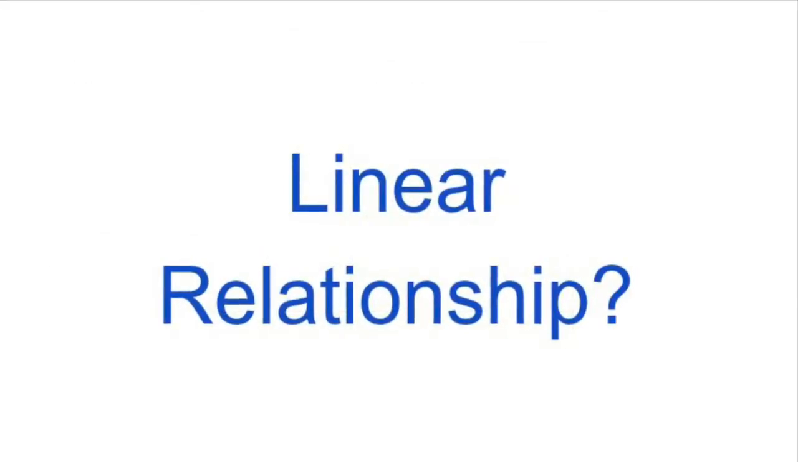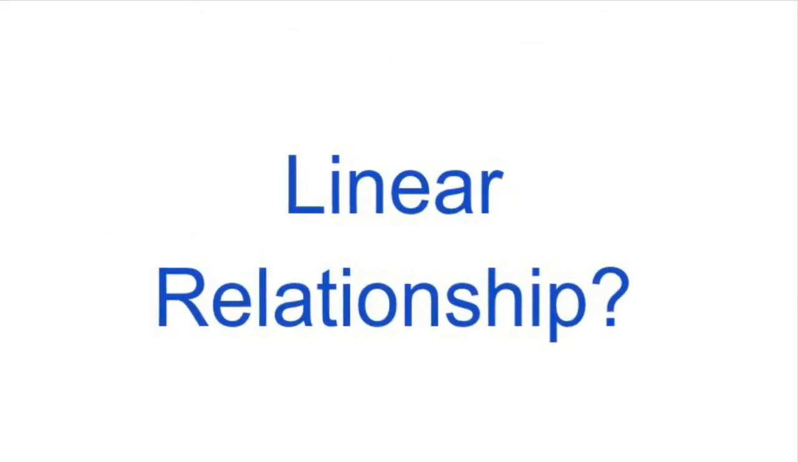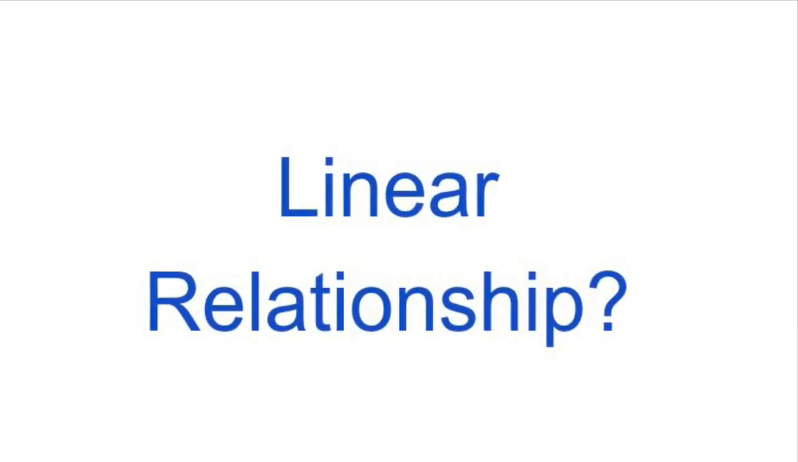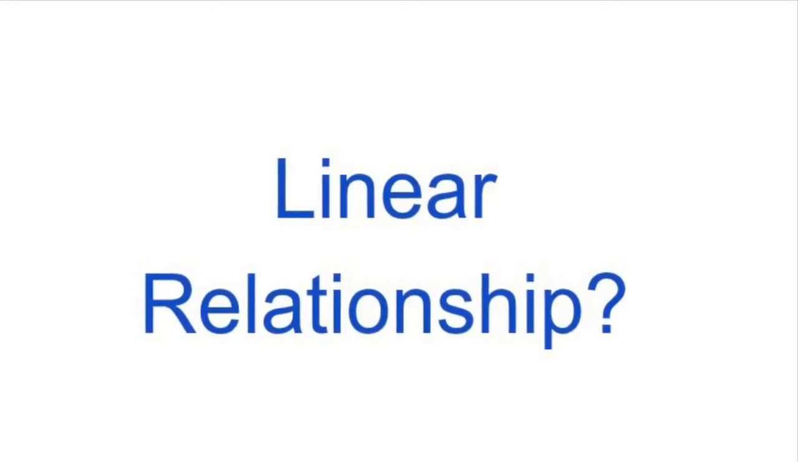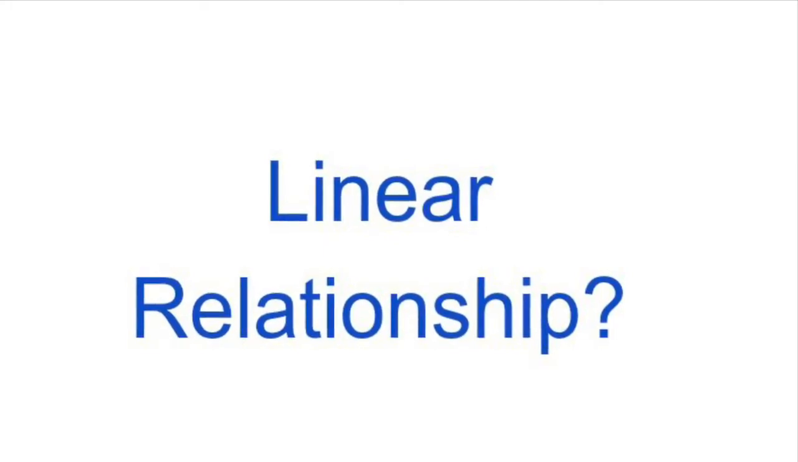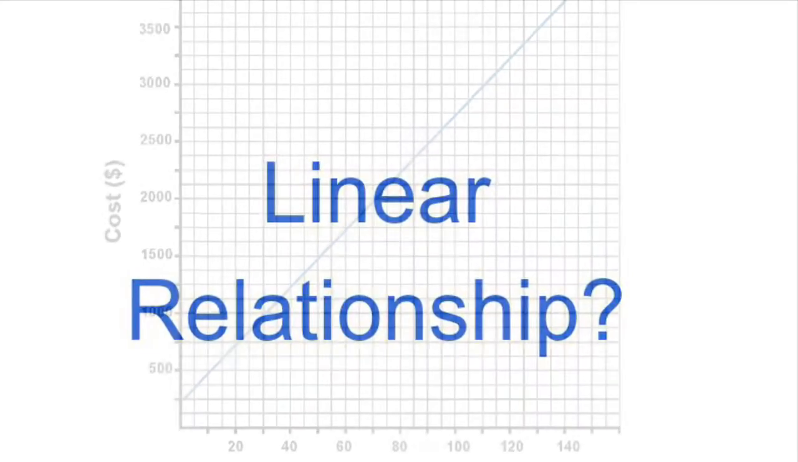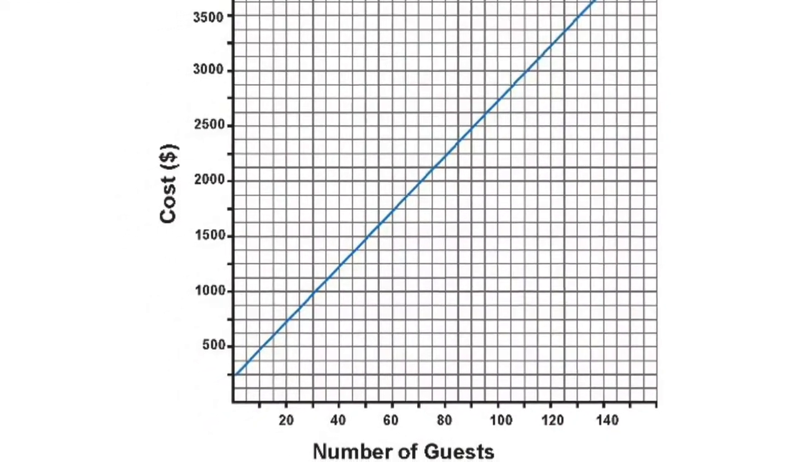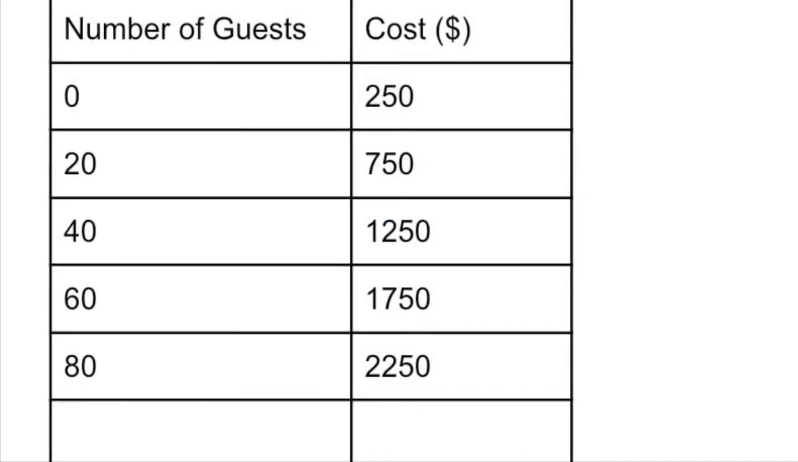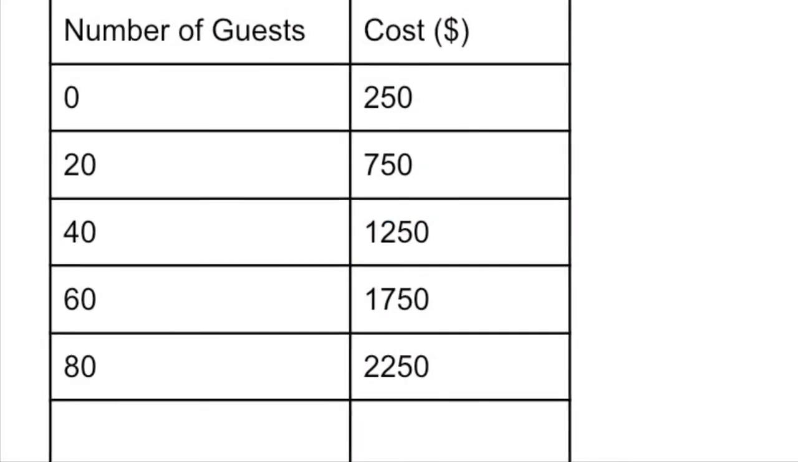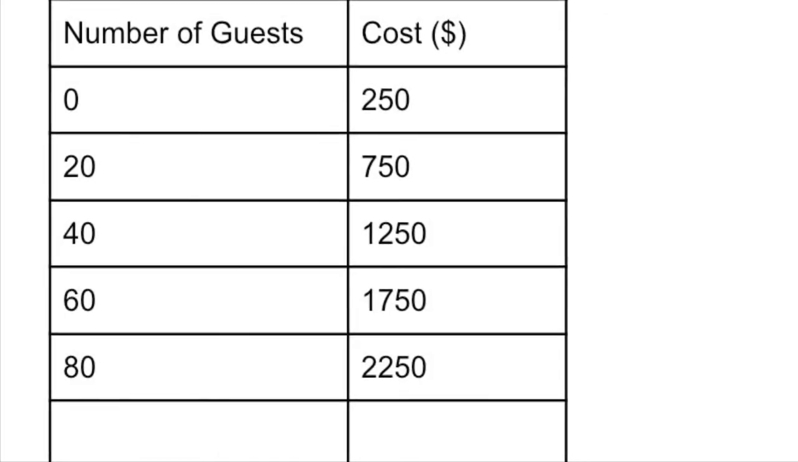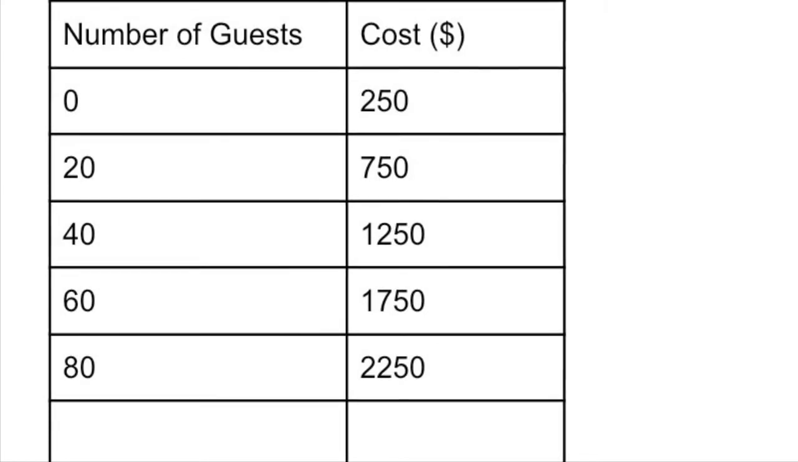So let's look at some of the questions on page 1 of assignment 4. One of the first questions is, is this a linear relationship? Well, yes, it is a linear relationship, and we know that for 2 reasons. One, when we draw the graph, it's a straight line, and as long as our graph is a straight line, that means it's a linear relationship. The second way is that when we make the table of values, the second column is always jumping by 500. So that's another way of knowing that it is a linear relationship.